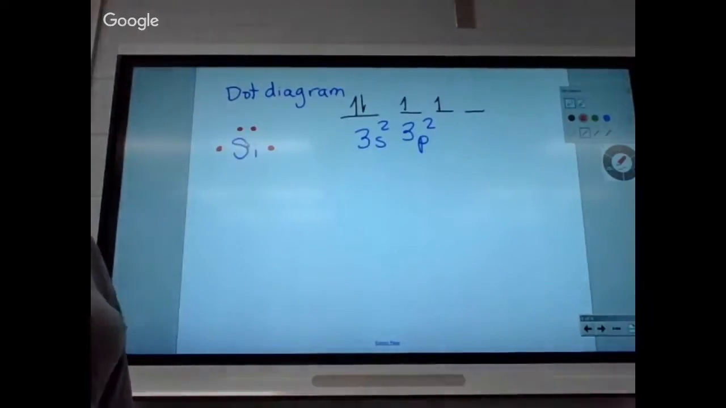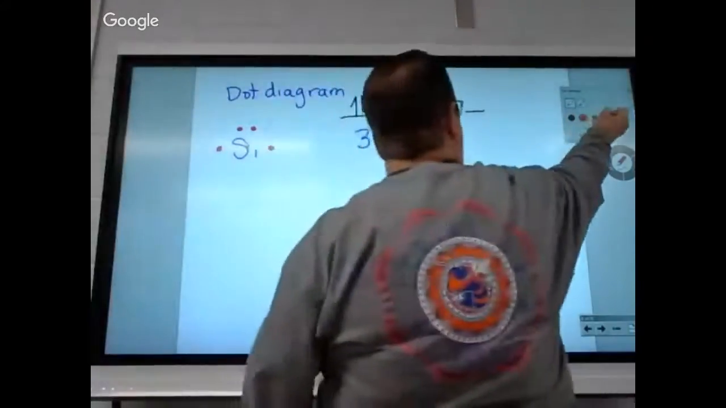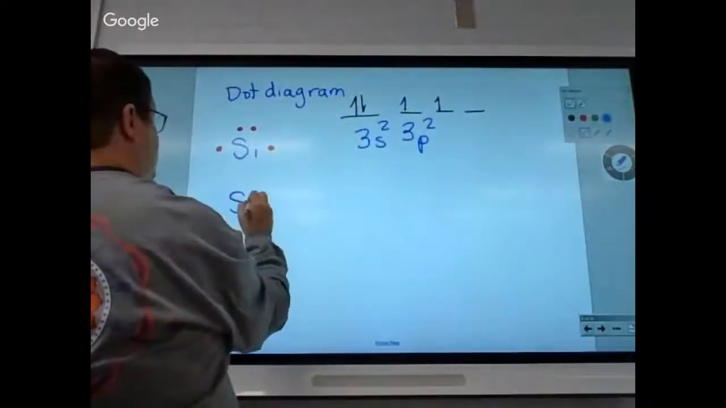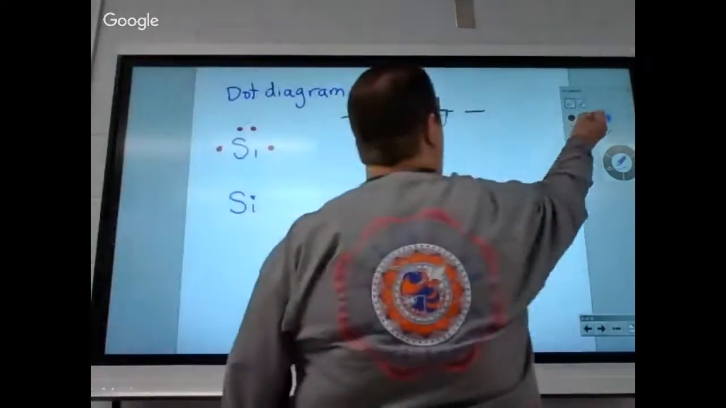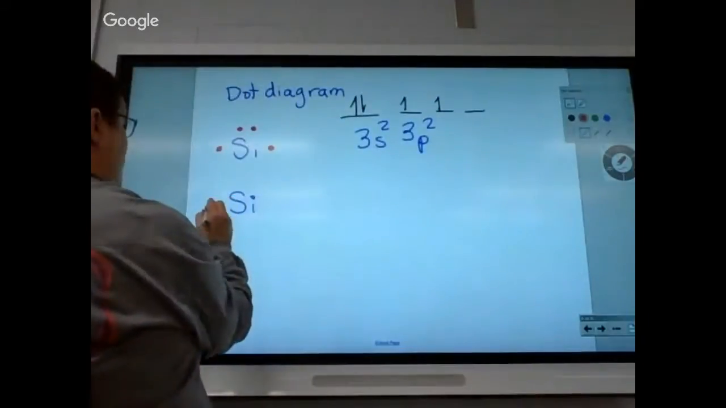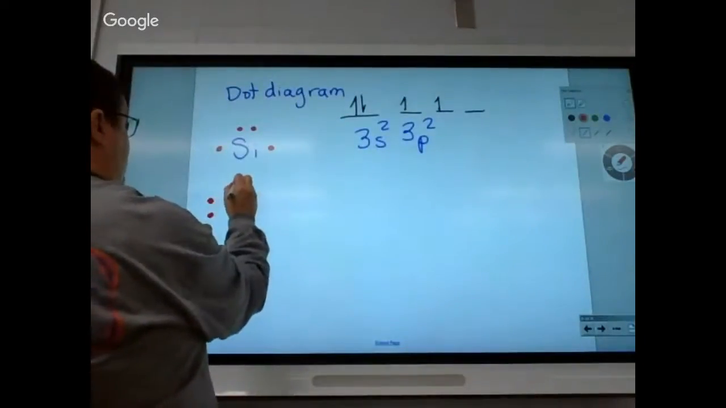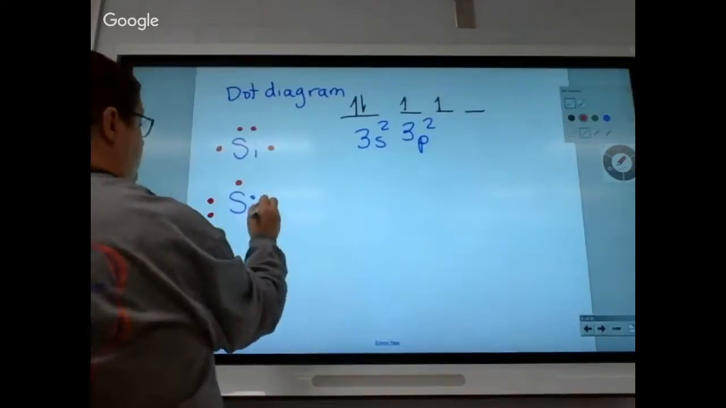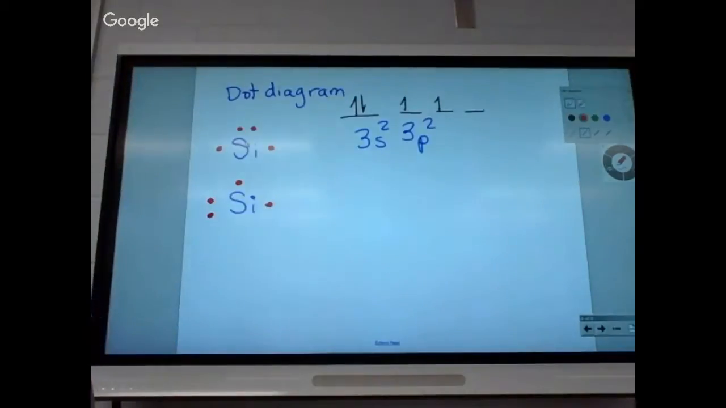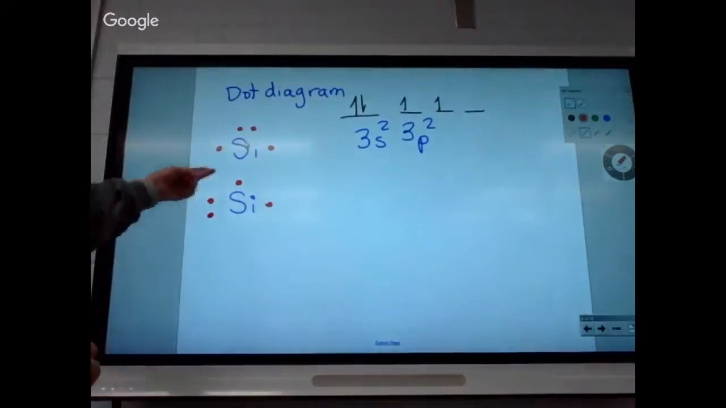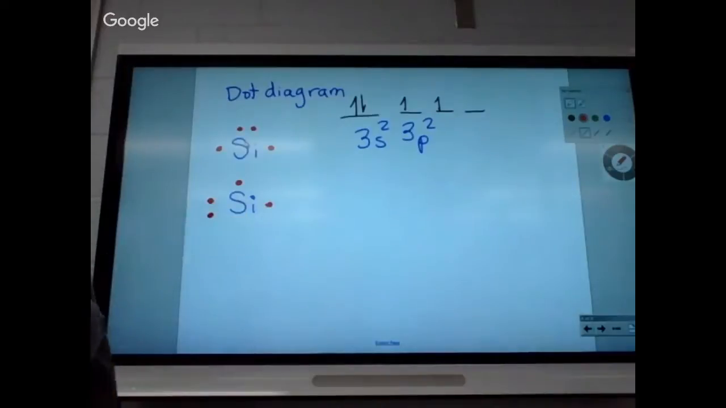Now, my dot diagram does not have to look like your dot diagram. You might have drawn your silicon to look like this. 2 dots on this side, a dot here, and a dot here. It's the same dot diagram. You have 2, a single and a single, and a blank side. That's all that matters.